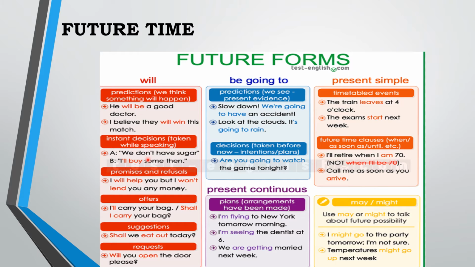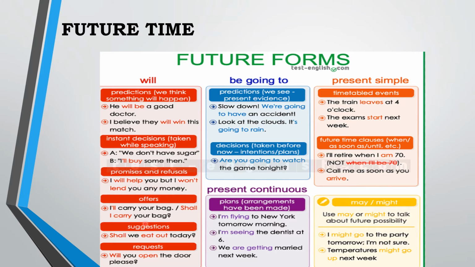Okay. Instant decisions. While talking, when you're taking instant decisions, you will say, we don't have sugar. I will buy them. Okay. We don't have chocolates. I will buy some. So when you're taking decisions instantly, you can use will. Promises and refusals. When you do promises and when you do refusals, both ways you can use will. For example, I will help you, but I won't lend you any money. So you are making a promise there as well as putting a condition. So in such cases also you can use will.